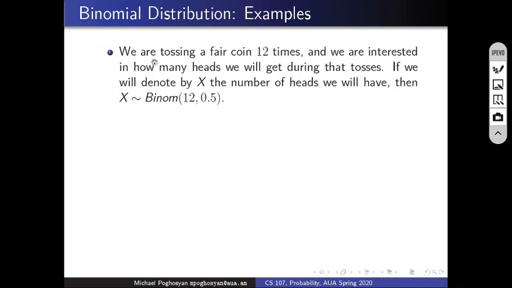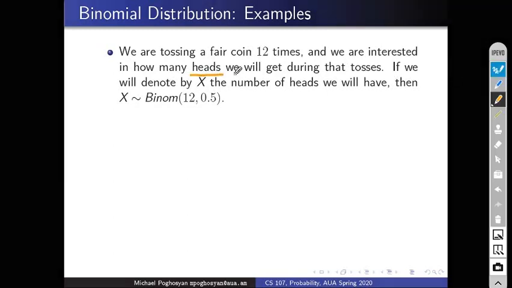Okay, so examples. We are tossing a fair coin 12 times, and we are interested in how many heads we will get during those tosses. So success is having heads. X is the number of heads, the number of successes we will have when doing 12 trials. So in that case, X will be binom(12, 0.5). And why 0.5? This 0.5 is the probability of success, that is, the probability of heads.